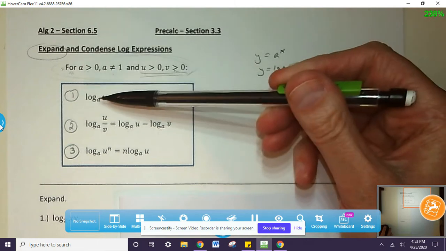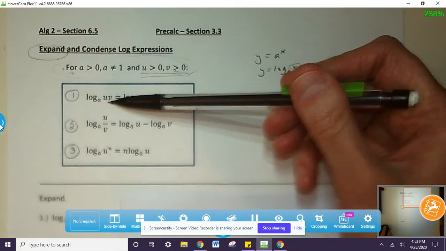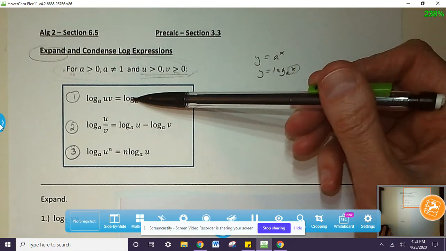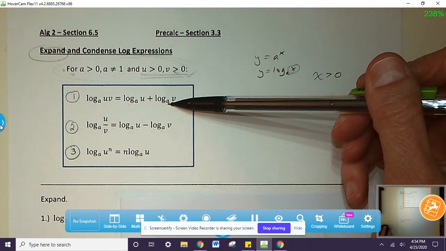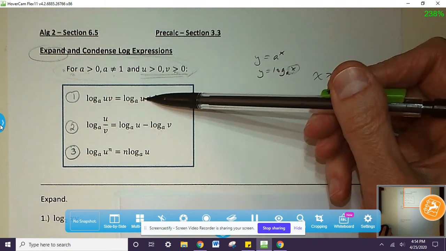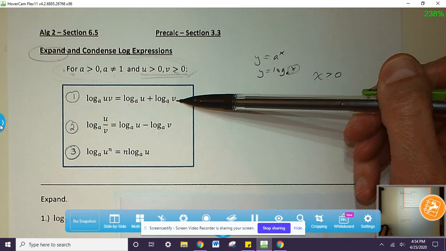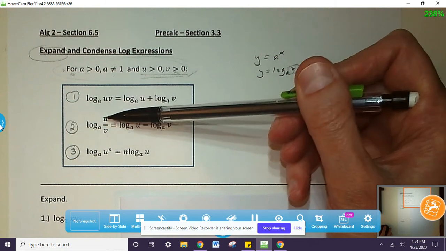Property 1 says if you have log of a product, so if inside the log you're multiplying two things, you can split that apart. You make two different logs that have the same base as before. So log base A, whatever that base was. You put the first factor inside the first log. You put the second factor inside the second log. And that's considered expanded.